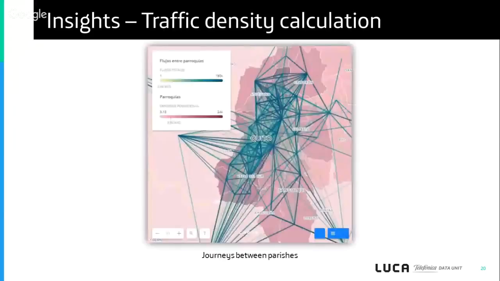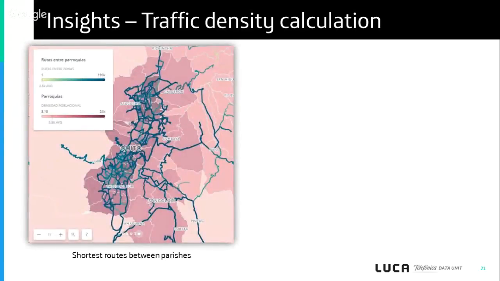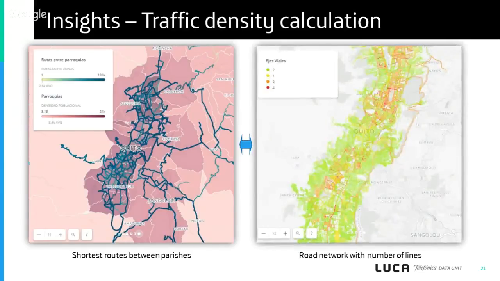So the first thing we get is all the journeys that are between all the different parishes in Quito, the 65 we saw before. So we are getting the journeys starting and finishing in each of the parishes, and we know where they are going to and from. Then we calculate the routes between all the parishes, and we can transfer the volumes we got before to these routes. And also, by matching these routes to the road network of Quito and knowing the number of lanes in each of the roads, we can calculate the density of traffic in each road.